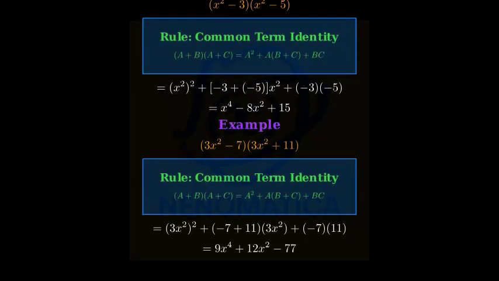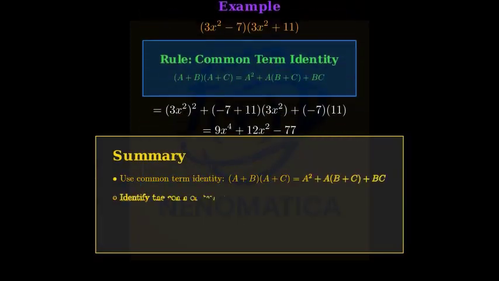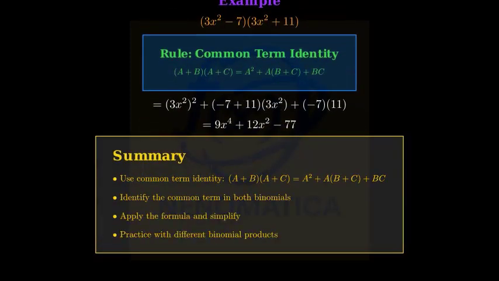Let's summarize what we've learned. When expanding products of binomials with a common term, we can use the common term identity to make our work easier. We identify the common term, and then apply the formula a squared plus a times the sum of b and c, plus the product of b and c.